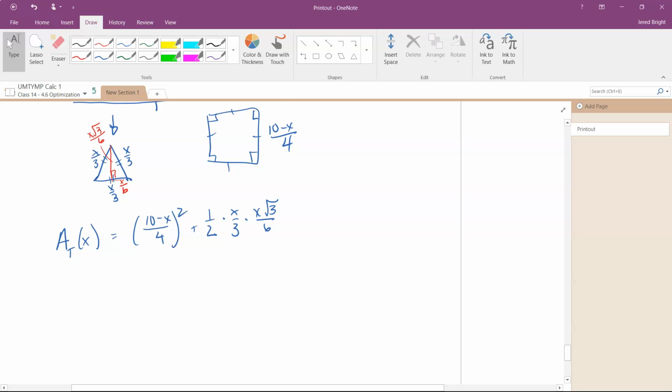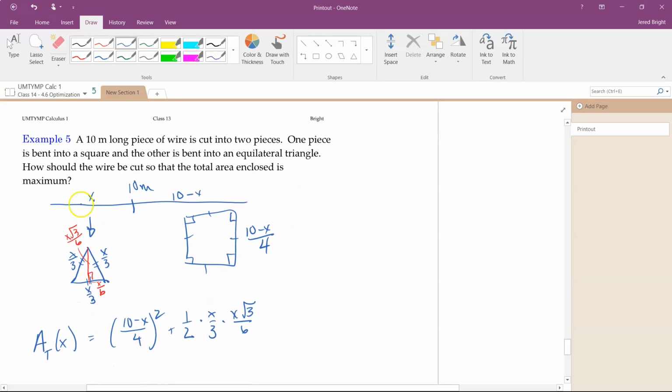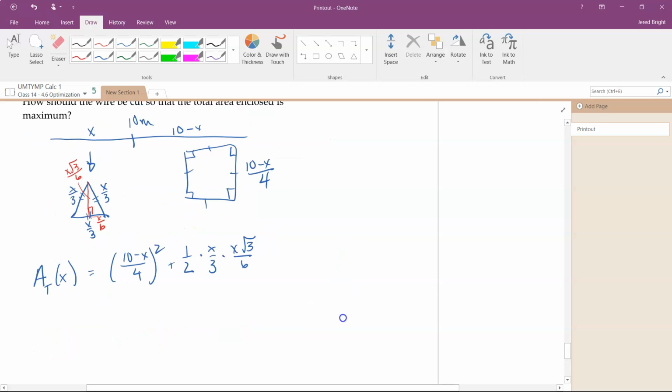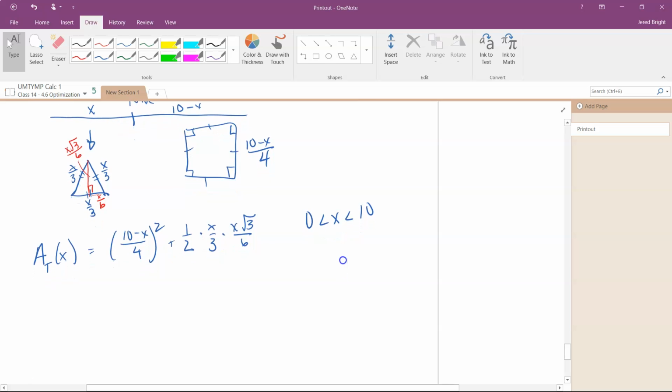Okay, but now I've drawn a diagram, identified the constraint, which is this splitting, and then I have an equation in terms of x. If I think about a domain for x, I should check the endpoints, but again, x can't be 10, nor can it be 0, because if I cut at either one of those, I don't have any figures. I just have a whole wire, or either a whole square or a whole equilateral triangle, but not both.